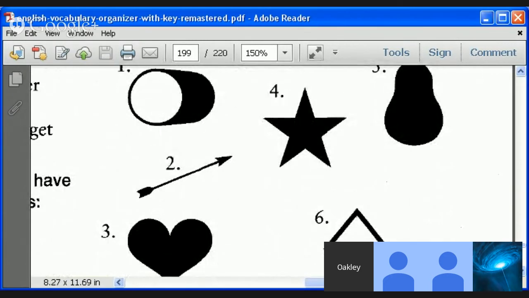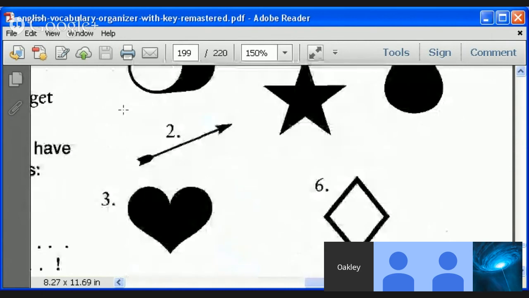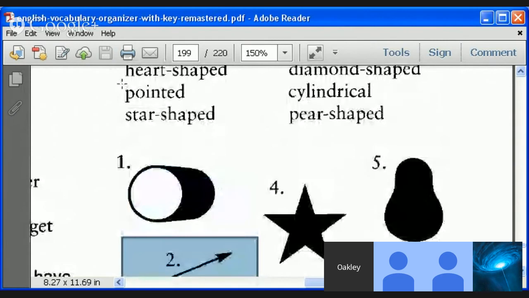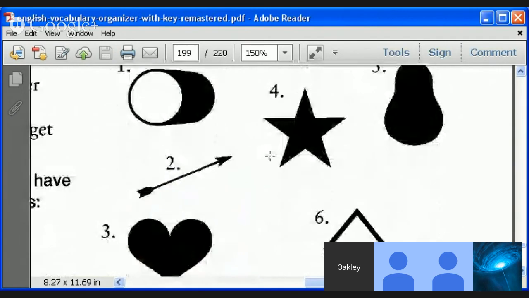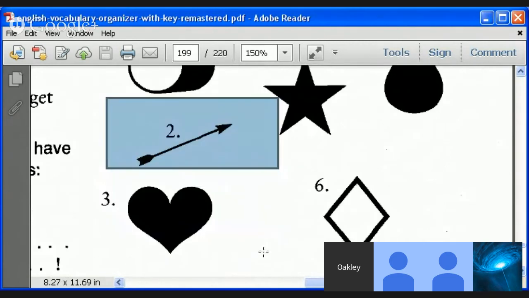Okay. All right. Natalia, what's that? And the two? It's pointed? Pointed. I guess so. Now, okay, personally, I would just say it's an arrow. So, I don't know. Pointed is weird for me here. I have to be honest with you. That doesn't really work. I would just say that's an arrow. That shape is an arrow. Okay.